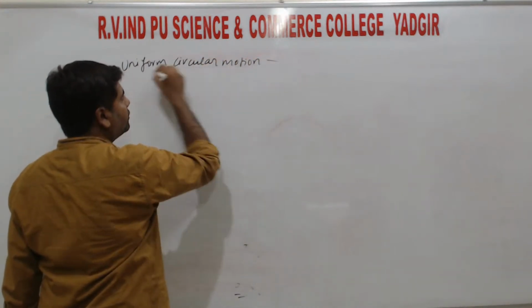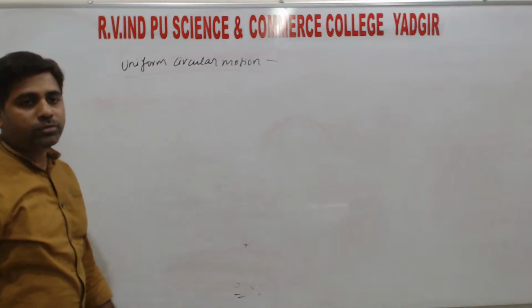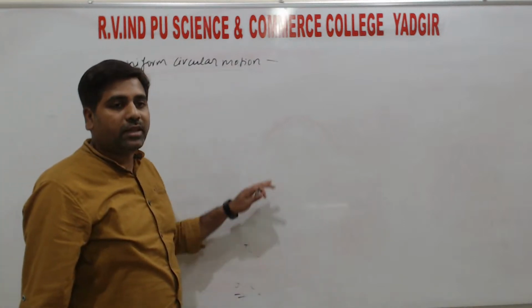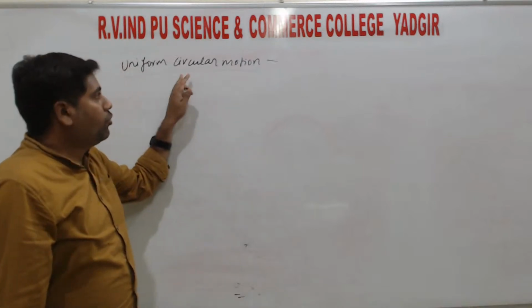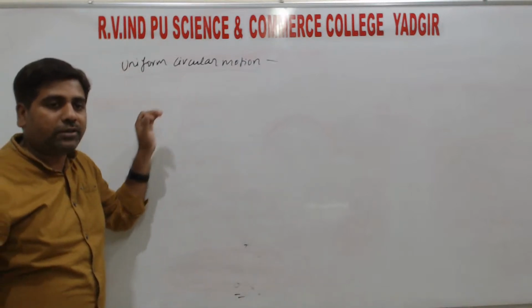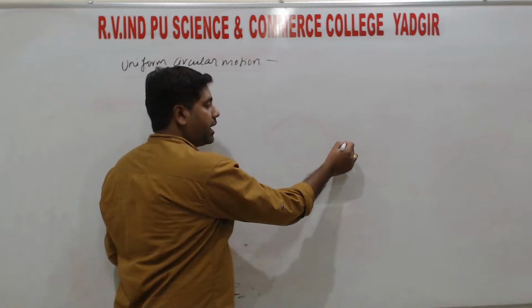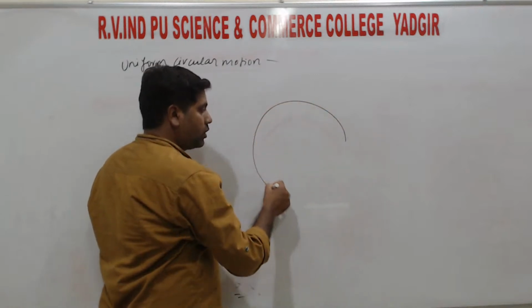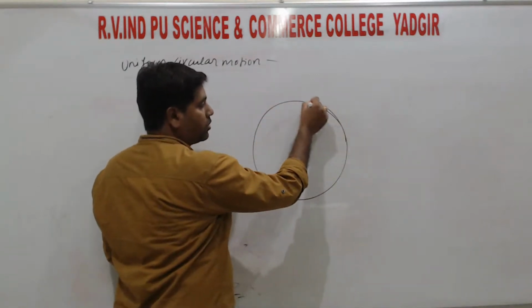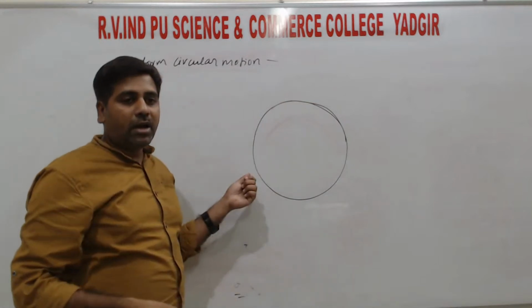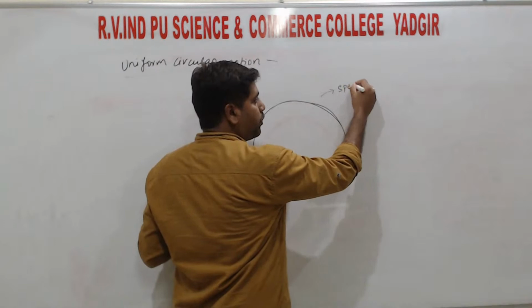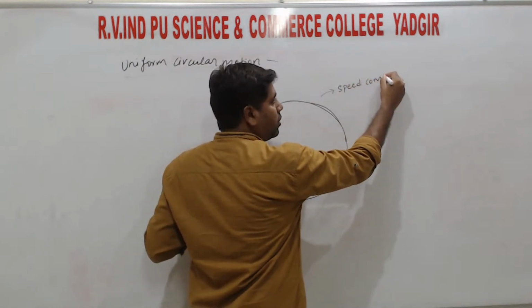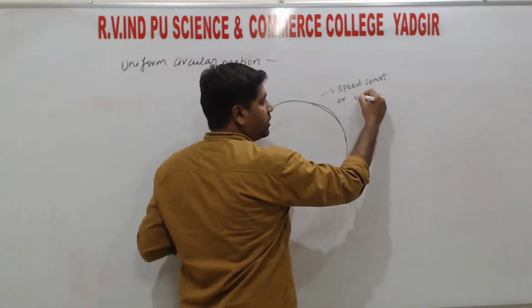So the name itself says circular motion. Any object which traces a circular path with a constant speed, that type of motion we call uniform circular motion, right. So any object traces the circular path. It starts to travel in a circular path with constant speed.